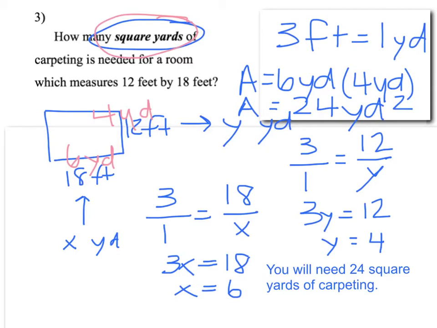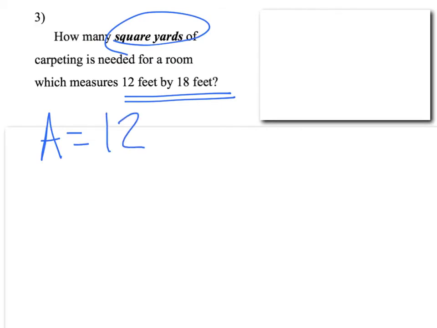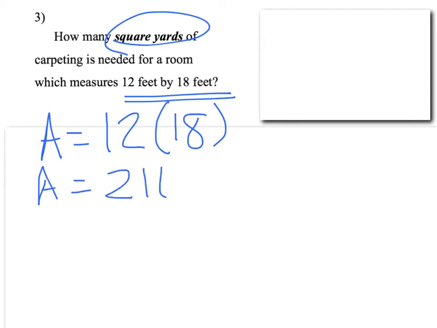That's method 1, and now I'm going to show you method 2. All right, method 2 is instead of converting first, you convert after you multiply. So if you're looking at this and you know it's square yards and it's 12 feet by 18 feet, if you jump straight into area, which is going to be 12 times 18, and that's going to give you square feet, you know that this room is 216 square feet. But now you have to convert that into square yards. It's not as easy as you might think.